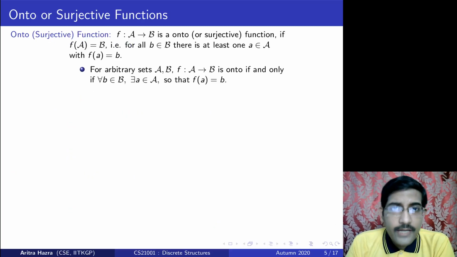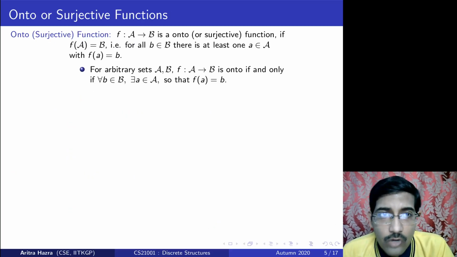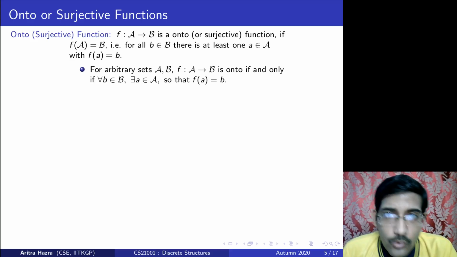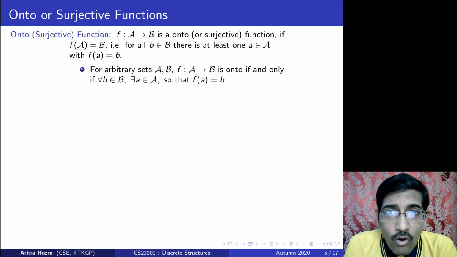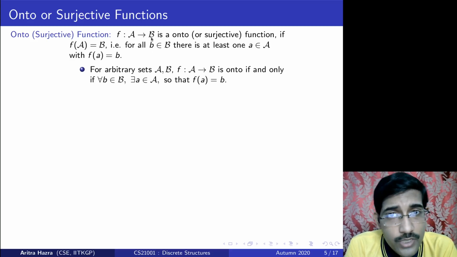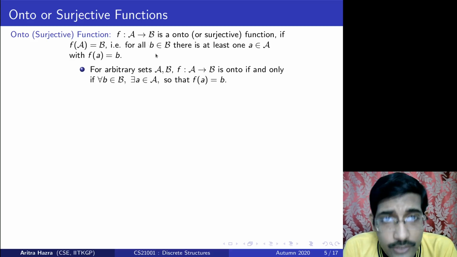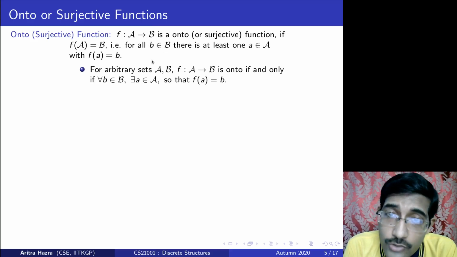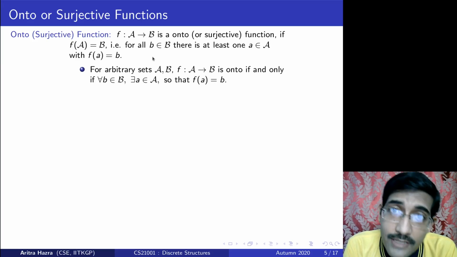The next category of functions that we study is called onto or surjective functions. Surjective functions are those where, letting f be a function from A to B, for all elements in B, I can have at least one association from A. Note the difference from 1-to-1. Here, 1-to-1 says that there could be some elements in B which are not associated from A, but that if someone is associated from A, there should be only one association.